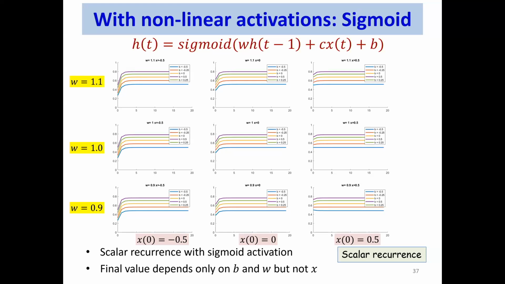Does it have information about the input? Towards the end of the plot, do any of these pictures have any information about what the input was? Is the input being remembered? What is being remembered? Just the bias. The only thing that was remaining in this network output was the bias. And it happened very quickly, 3 time steps with a sigmoid.